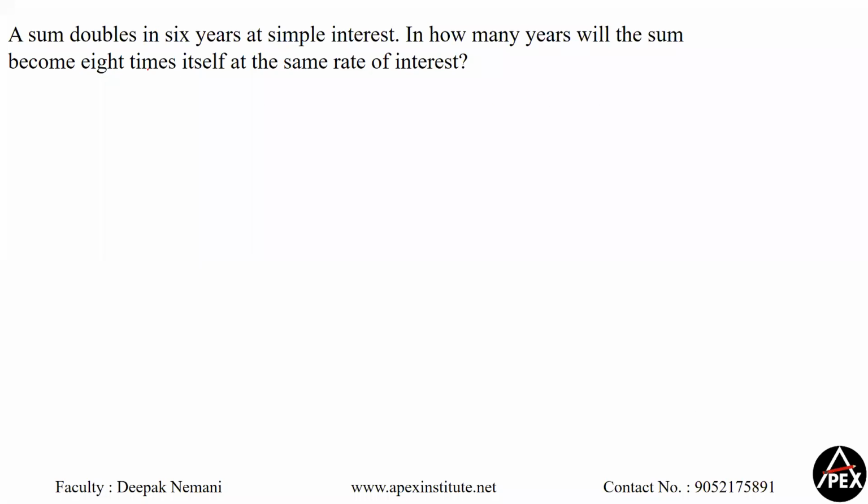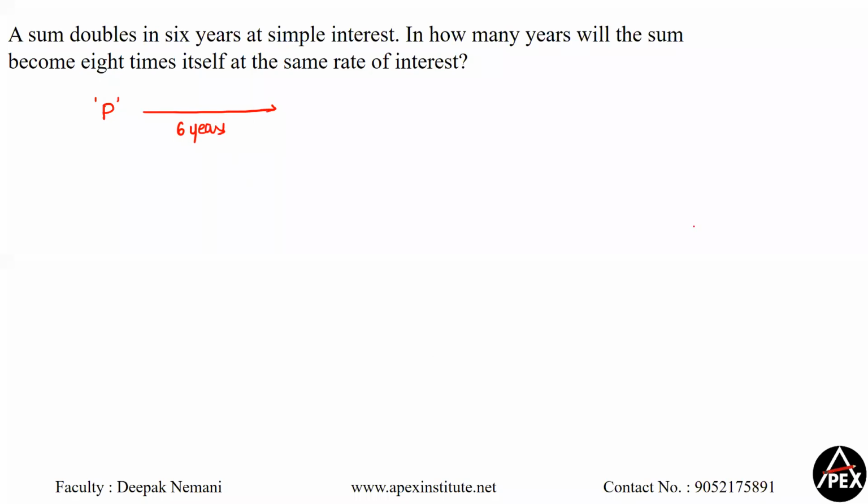So in this question, a sum doubles in 6 years at simple interest. So in how many years will the sum become 8 times of itself at the same rate of interest? Okay. Now for example, let us consider that I have deposited P rupees in a bank. After 6 years, what is the amount that I will receive?